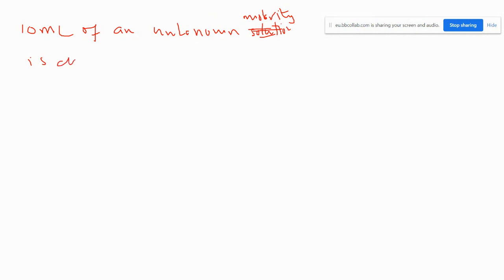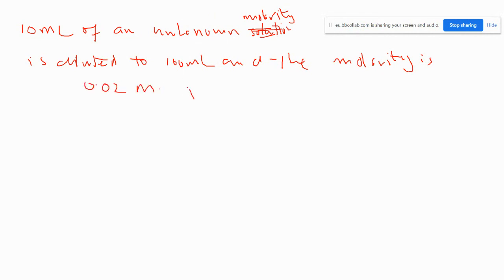An unknown solution is diluted to 100 ml, and the concentration is 0.02 molar. Find the molarity of the unknown solution.